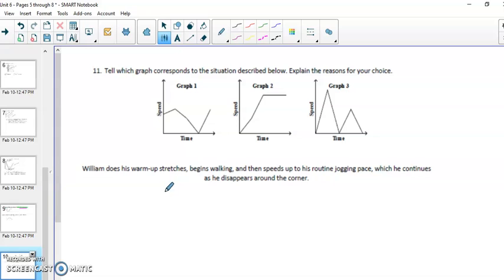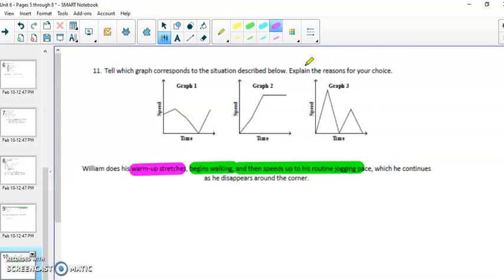Tell which graph corresponds to the situation described below. Explain the reasons for your choice. William does warm-up stretches. Okay, so that's going to be really slow. Then he begins walking and speeds up to his jogging pace. He continues the jogging pace until he disappears around the corner. So I'm going to write some words in. Warm-up stretches, we're sort of going slowly.